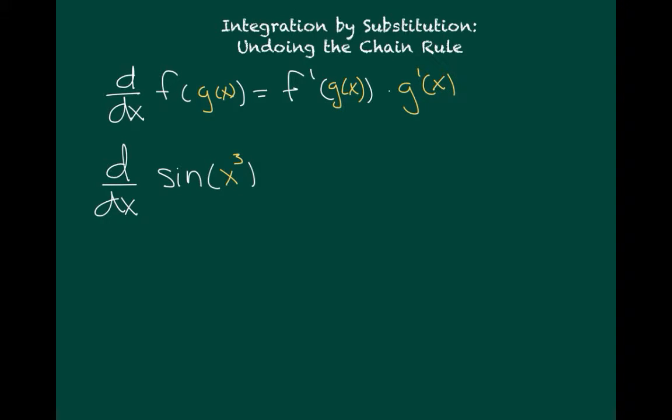So that looks like, in our example, we take the derivative of sine, which of course is cosine, and we're not going to change the inside function, x cubed. But then we'll multiply by the derivative of the inside function, which is of course 3x squared. So when we are integrating and moving backwards, notice that we would be starting with the derivative. That is to say, this answer here is what we're going to be integrating.